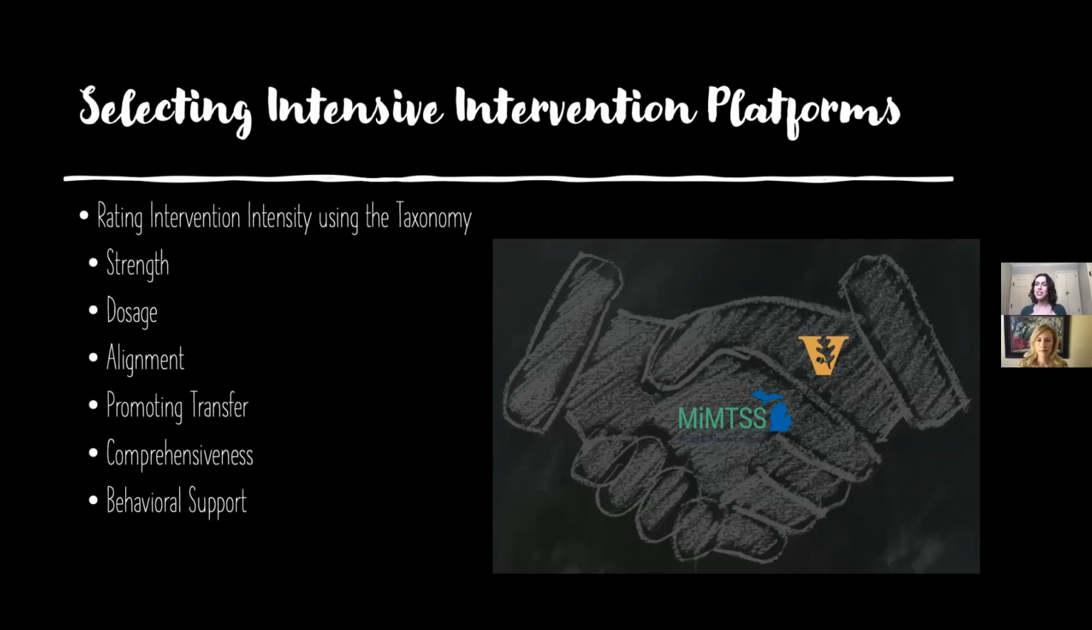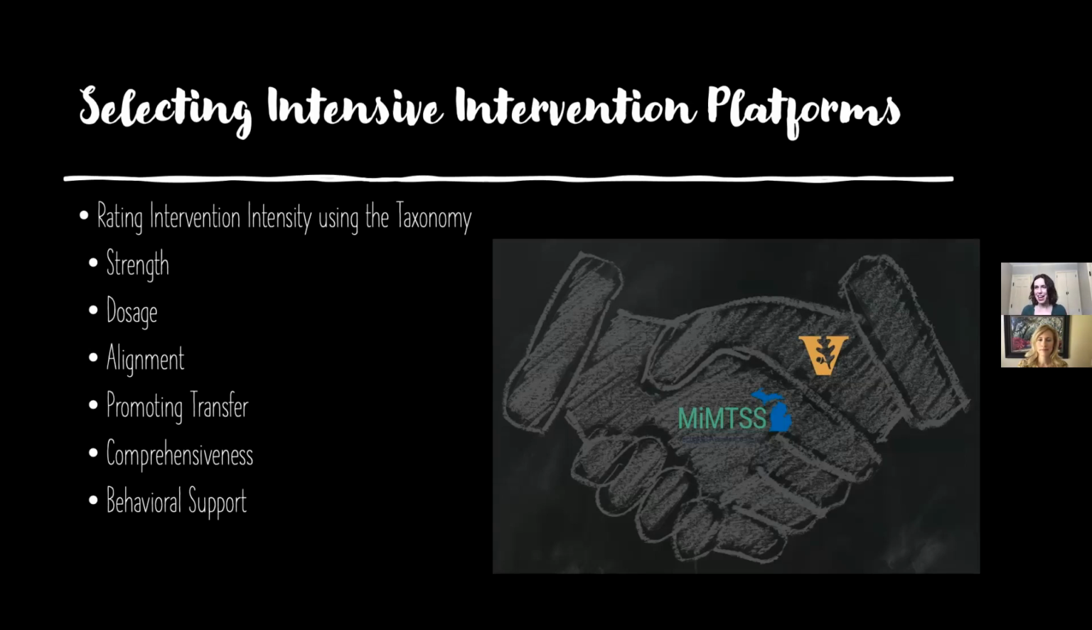That tool provides a way for administrators and educators alike to rate intervention intensity along 6 different dimensions, among those strength, dosage, alignment, transfer, comprehensiveness, explicit instruction principles, and behavioral support. The taxonomy is a really valuable tool, but it's not always easy to implement, especially for educators and administrators. And so what we've done is we've tried to take some of the difficult aspects of that away.